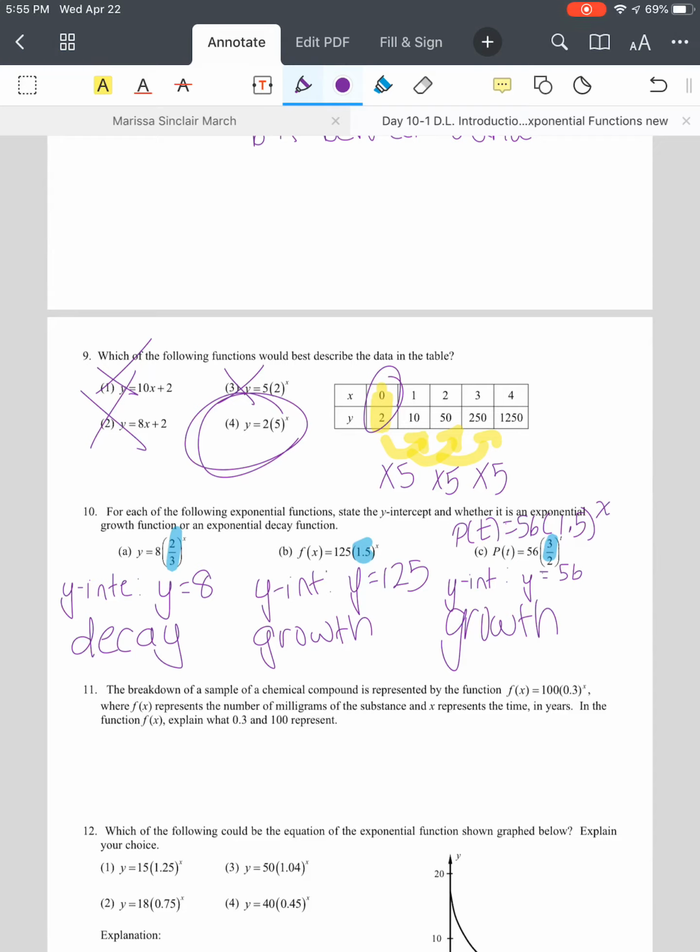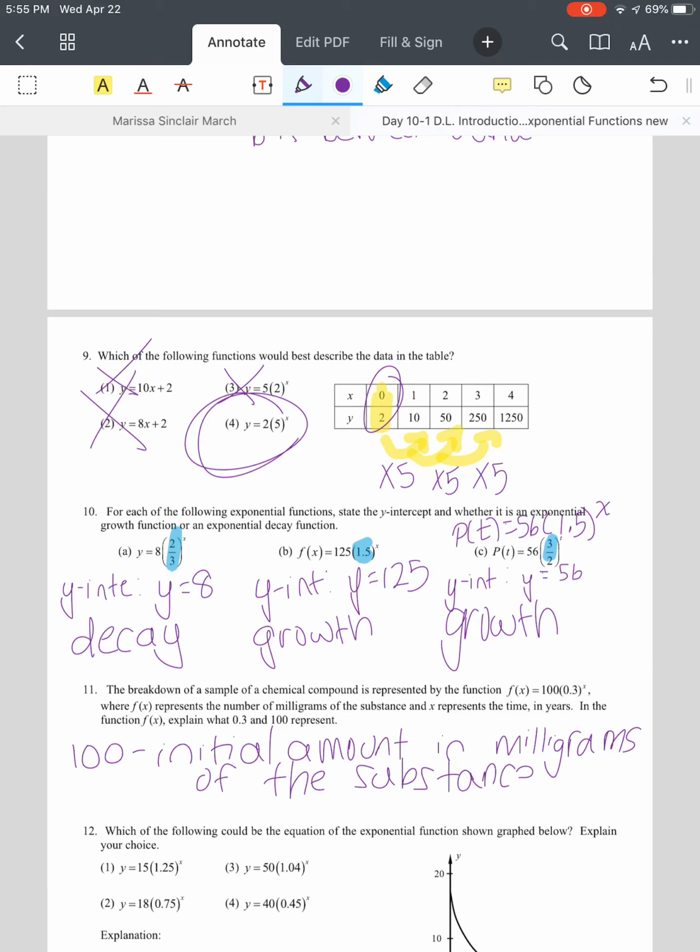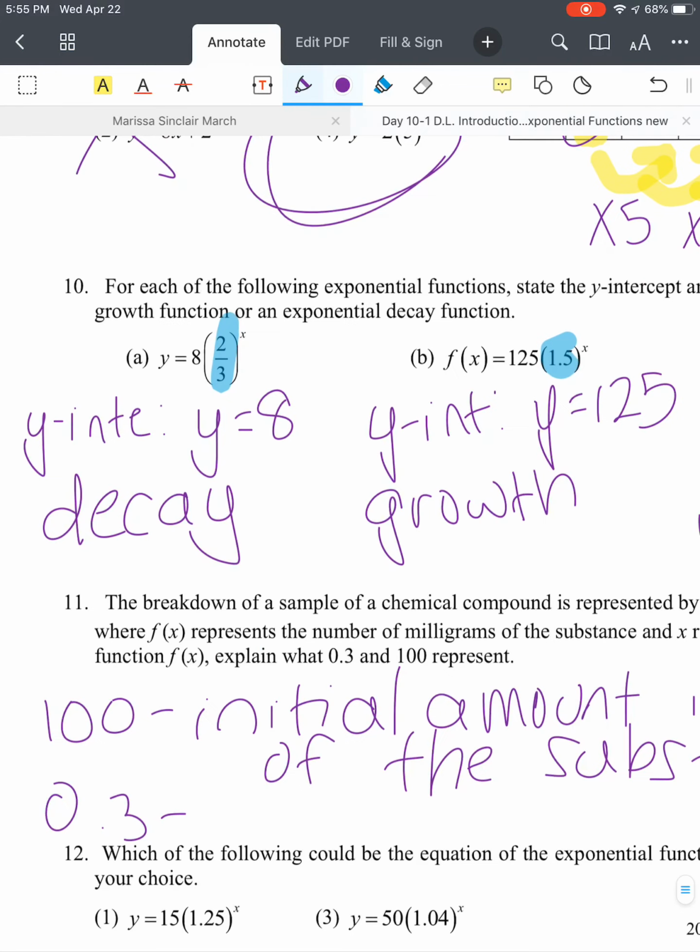Well, 100, as we know, is our y-intercept. When we're talking about word problems, you can write that it's the y-intercept, but what we'd typically say is 100 is the initial amount in milligrams of the substance. So the scientist initially had 100 milligrams of the substance. And then the 0.3 is what we call the multiplying factor.